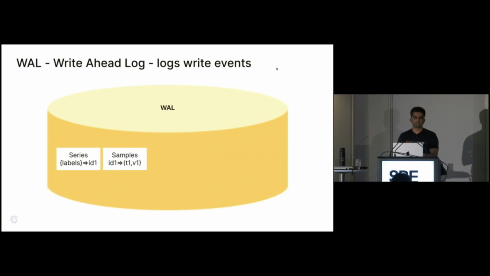And we store a samples record. We don't want to repeat the labels in all the samples records because that would not be a good use of the disk space. And labels can be huge. So we just say ID1 has a sample T1, V1.